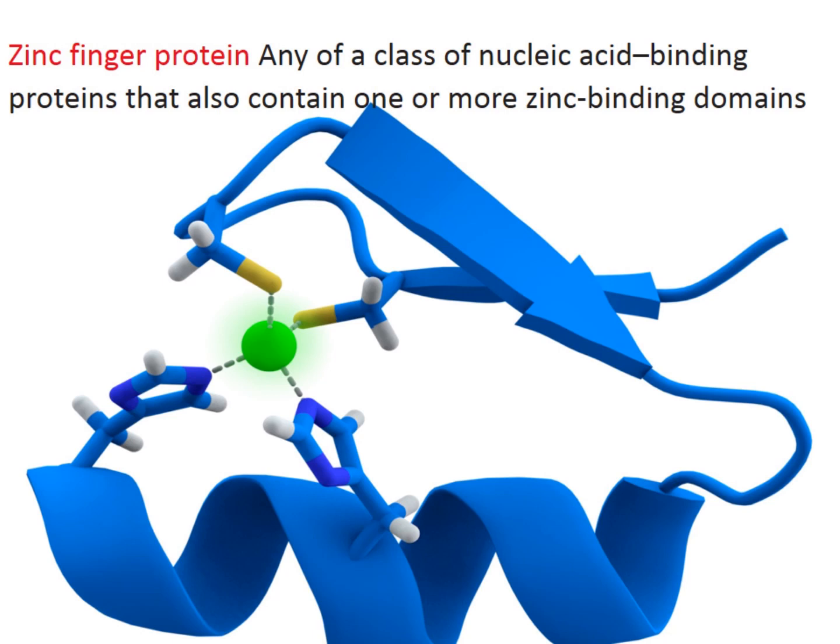So any of a class of nucleic acid binding proteins which contain one or more zinc binding domains is called zinc finger proteins. These zinc finger proteins are mainly present as a component of the transcription factors, and I told you earlier that these transcription factors facilitate the binding of RNA polymerase to the DNA strand which is supposed to be transcribed.